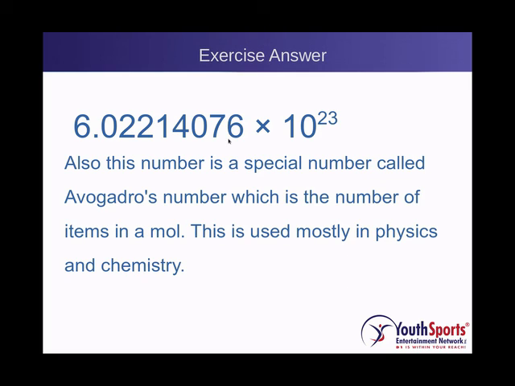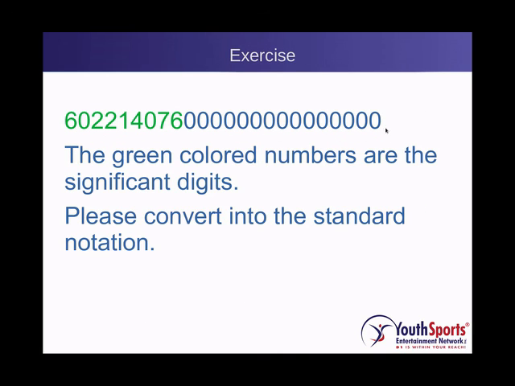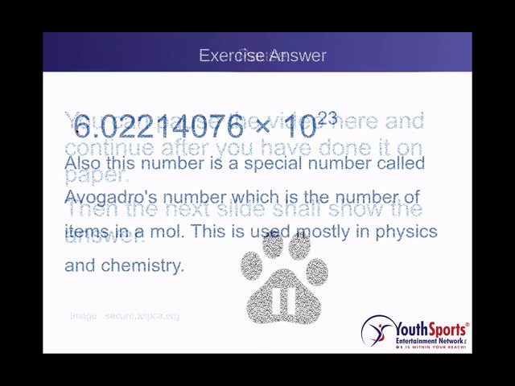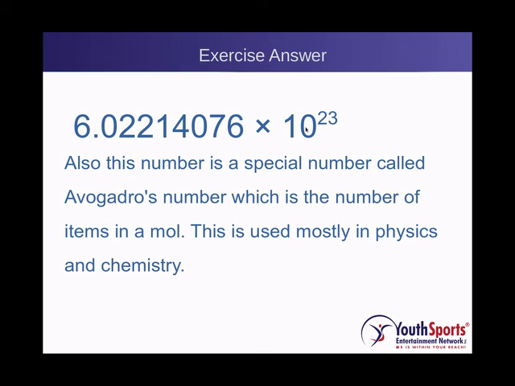So this is the result of the exercise. You've got 6.022140076, and since you had to move the decimal point 23 places to the left, see the decimal point was here, and you had to move it 23 times to get it between the 6 and the 0, you have 6.022140076 times 10 to the 23. This number is also a special number. It's called Avogadro's number, and that's the number of items inside a mole, and this is used in physics and chemistry.